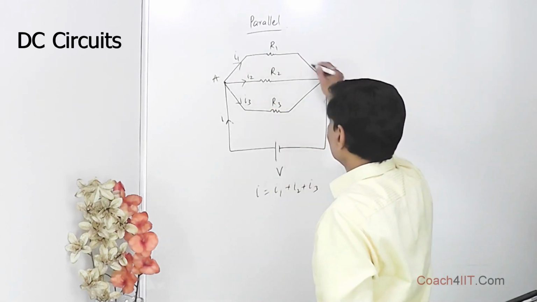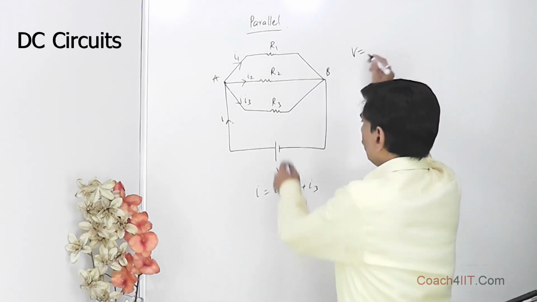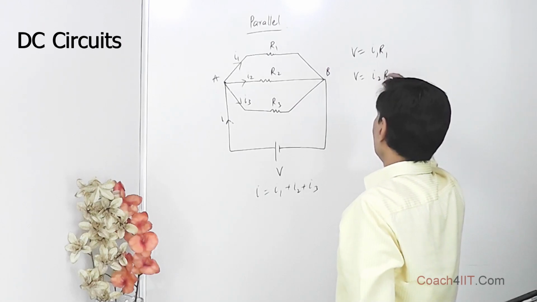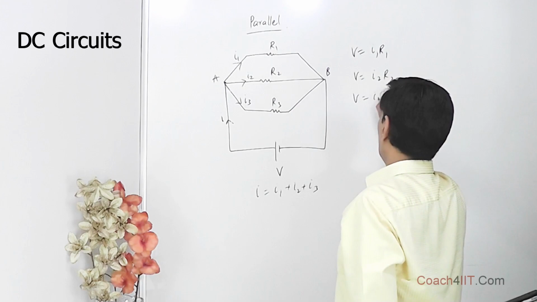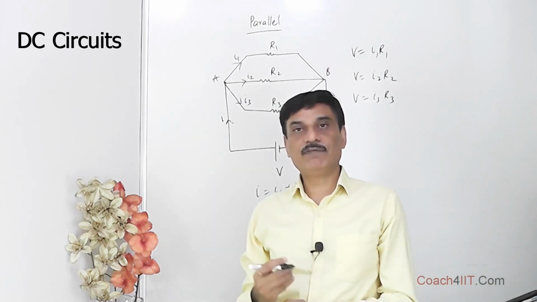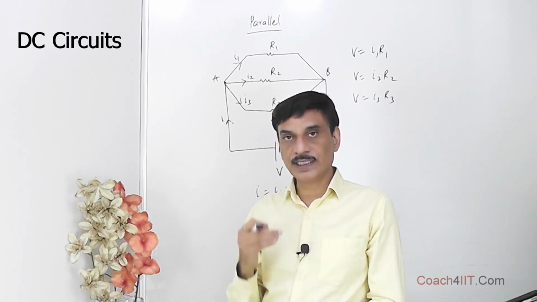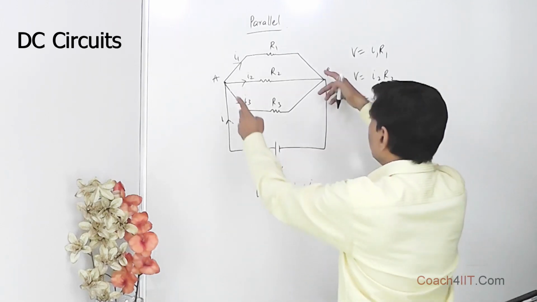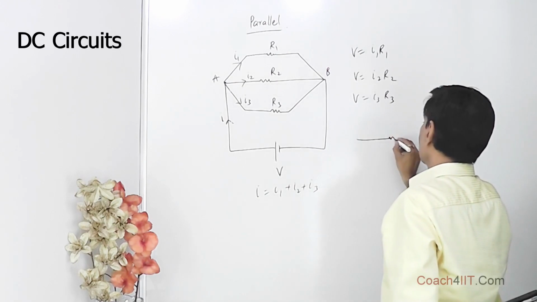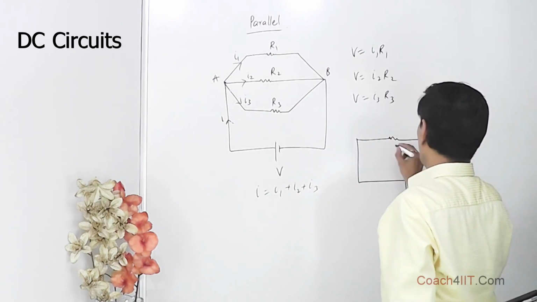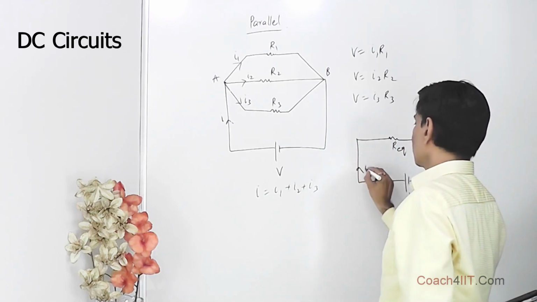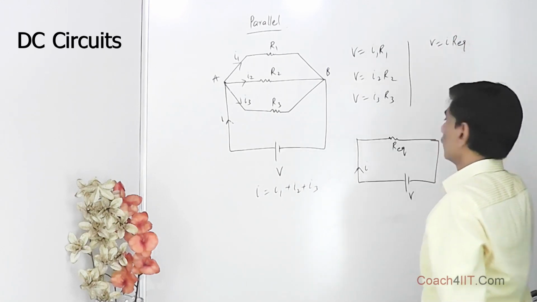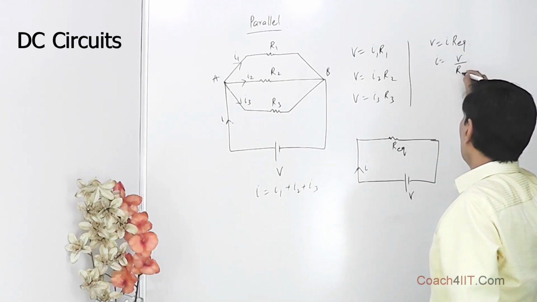Across the resistance R3, once again the potential difference is V only. If we apply Ohm's law, V is equal to I1 into R1. For the second one, V is equal to I2 into R2, and for the third one, V is equal to I3 into R3. Also, the equivalent resistance is that single resistance which replaces these three resistances, and from the same battery the same current should flow. If between A and B we replace this arrangement by a single resistor Req across the same battery, the same current should flow. So V is equal to I into Req, or I is equal to V upon Req.